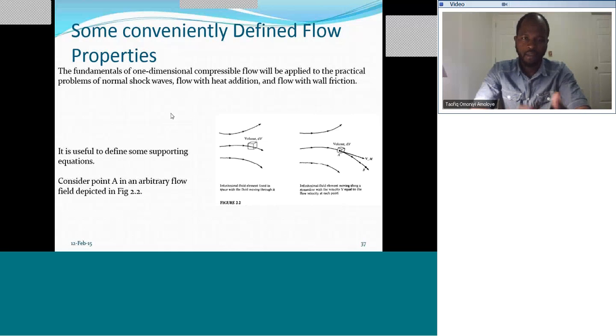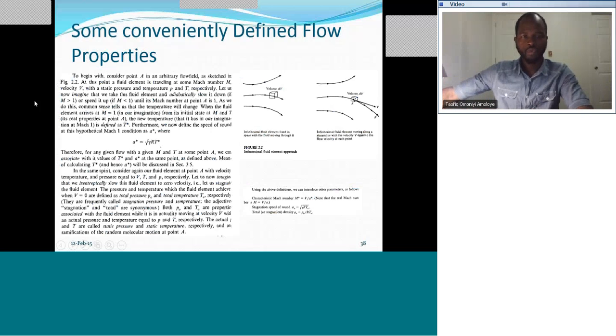In this lecture, we'll be looking at the characteristic Mach number, stagnation conditions of flow, and then we'll be looking at different ways in which the energy equation which we derived in the last lecture can be written.